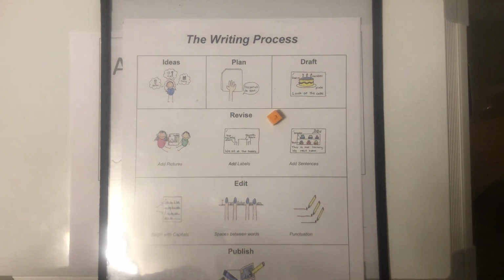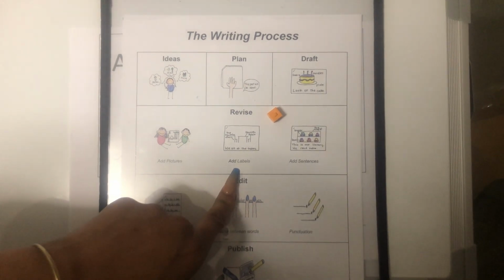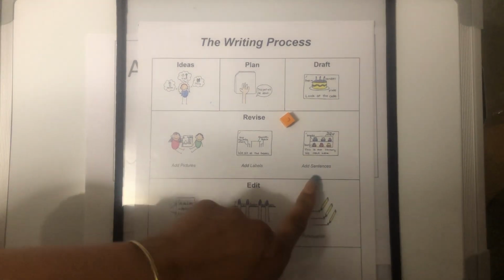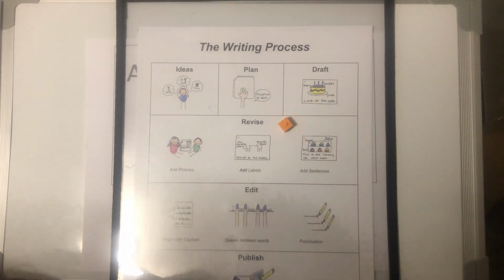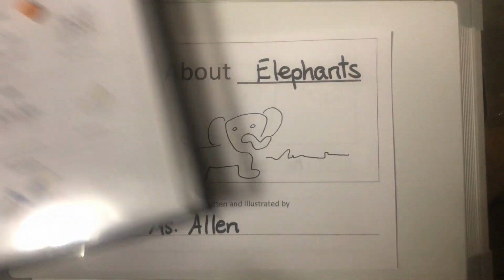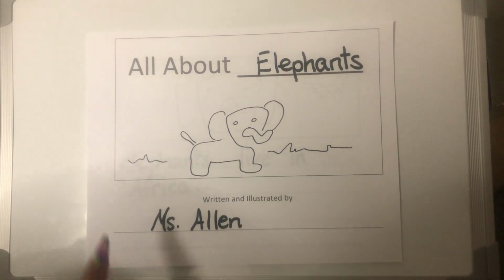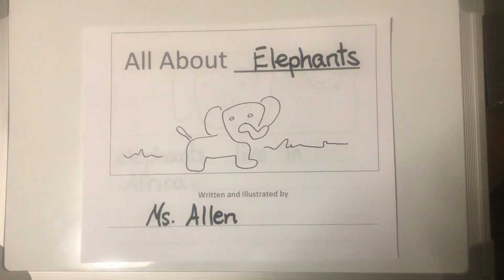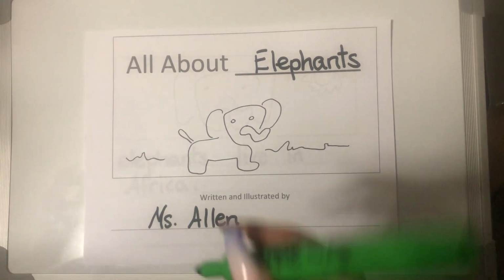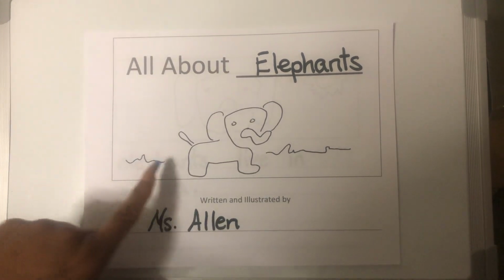And when we revise, we can add pictures, we can add more labels or just add labels, and we can add sentences or more to our sentences. So let's begin. All About Elephants. Illustrated and written by Miss Allen. And remember, if you have a green pen, we'll be using our green pen today.